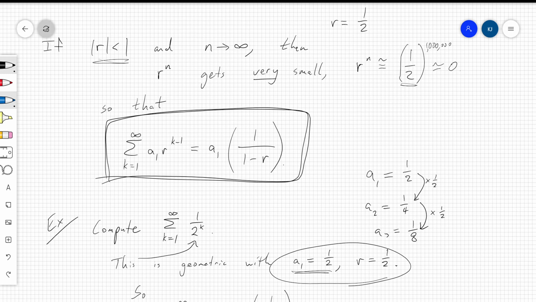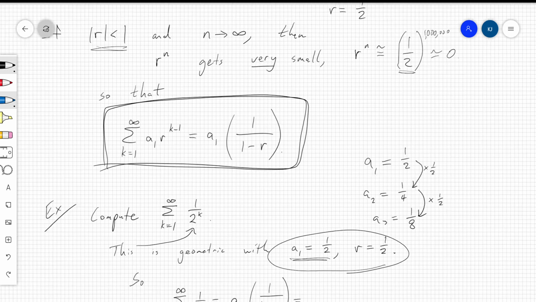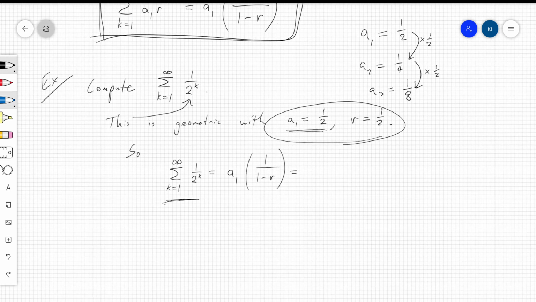And therefore, if I wanted to sum up all of these, so if I wanted to compute this sum, I could use this formula up here, which says that the sum of a geometric sequence is going to be this expression, a1 times 1 over 1 minus r. So the sum that I'm trying to work with is equal to a1 times 1 over 1 minus r by that formula up at the top.